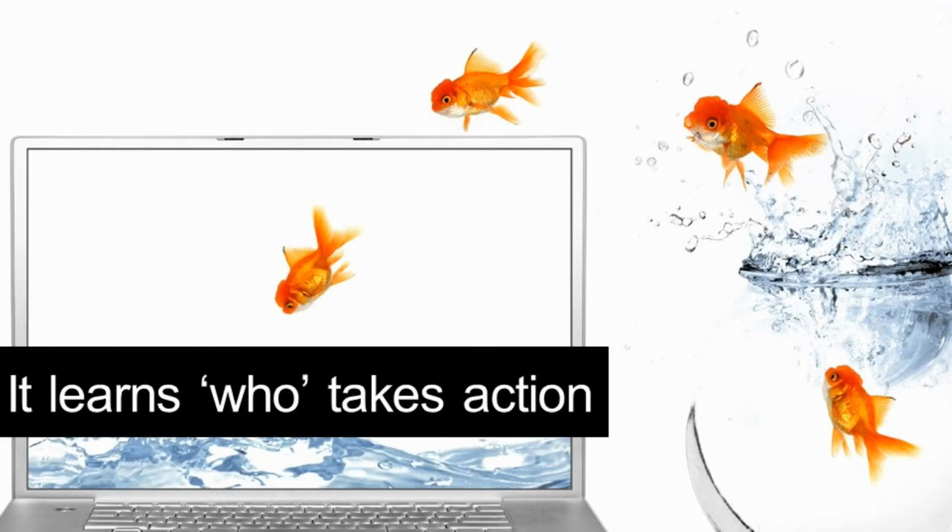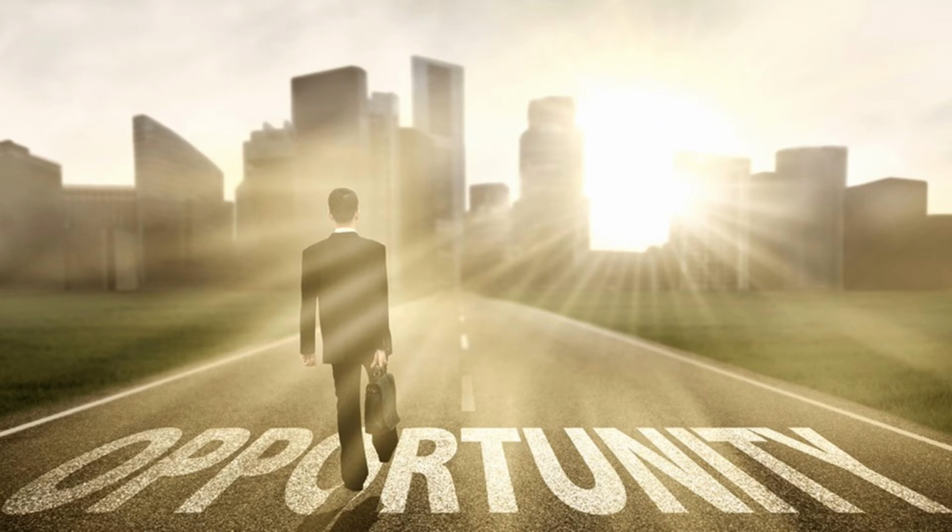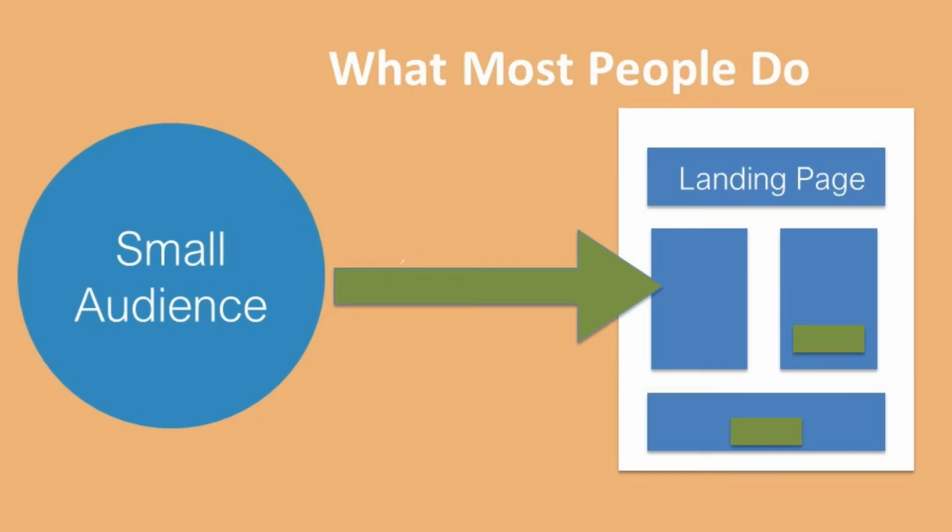That means it learns when people take action and convert into leads and sales, because there's custom conversions and pixels firing each time that action is taken. If we know this, it represents an amazing opportunity. Most people don't know this, but we can now get Facebook to send us traffic of just the people who take action.